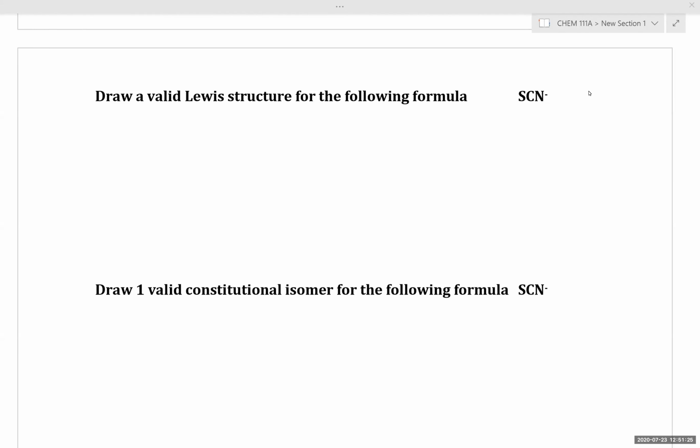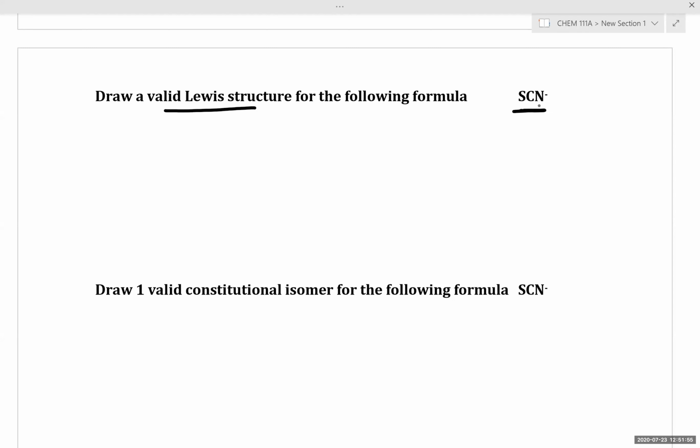Okay, so when we last left off, we were discussing drawing Lewis structures, resonance structures, and drawing constitutional isomers. So what I would like everyone to work on just to start off today's class session is to attempt to draw a valid Lewis structure for the following formula. This is isothiocyanate anion.